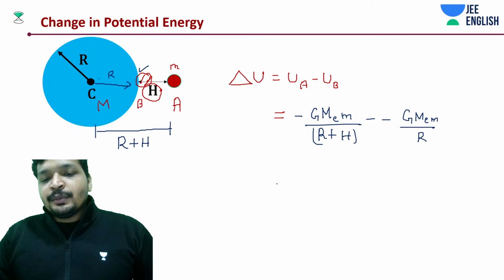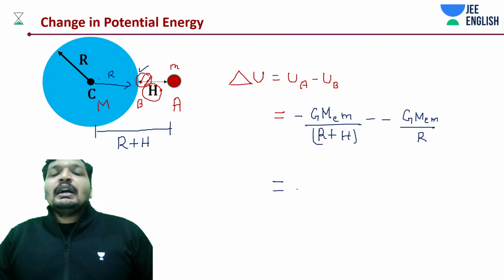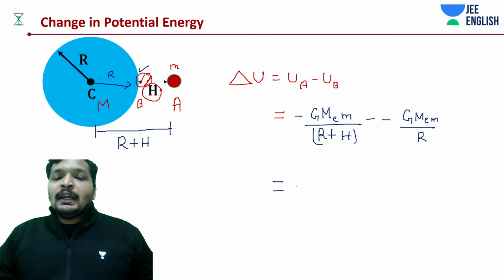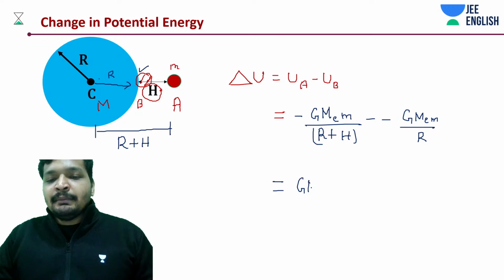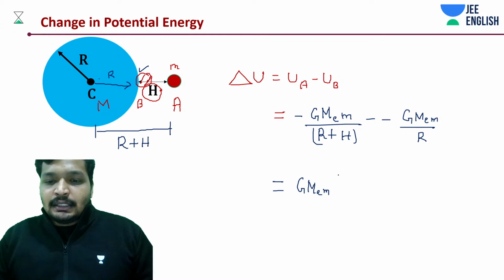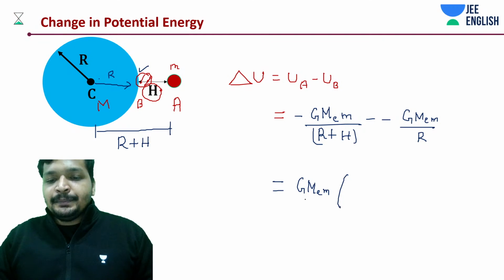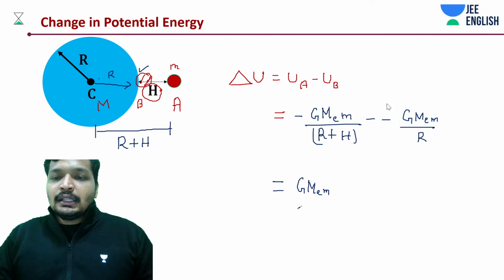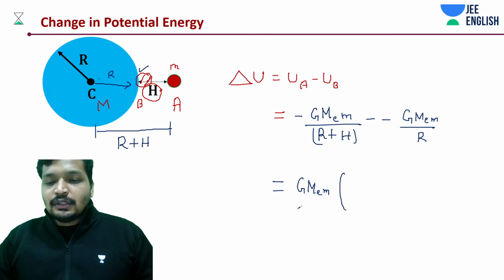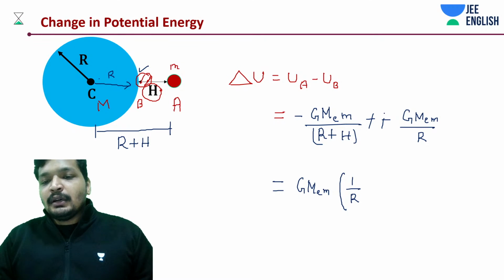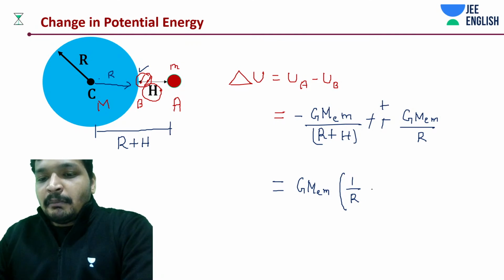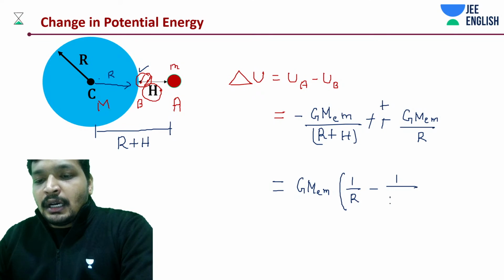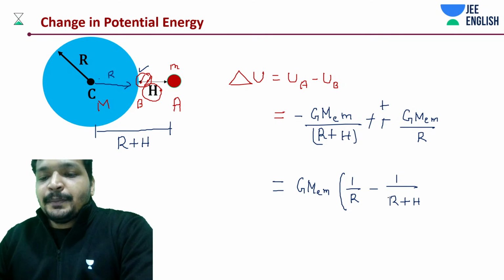So how much is this going to be? This is going to be something like minus, we can take out G M_e m common, and that's it. That would look something like this. If I take the minus sign, the way we used to look at it earlier, it looks something like 1 by r. This would become a positive, and minus of 1 by r plus h.